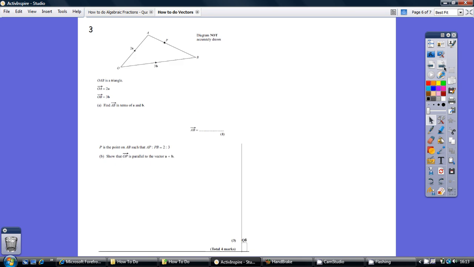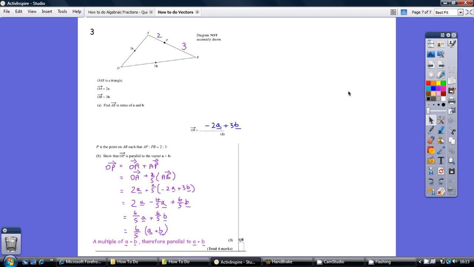Here's question three. Here's the answer to question three. Again, very similar to the earlier questions. We've just been asked to show that something's parallel to a plus b. All you do here, just do the usual workings, but you're aiming just to end up with a multiple of a plus b, which in this case was 6/5 of a plus b. So providing it's a multiple, that's your proof.